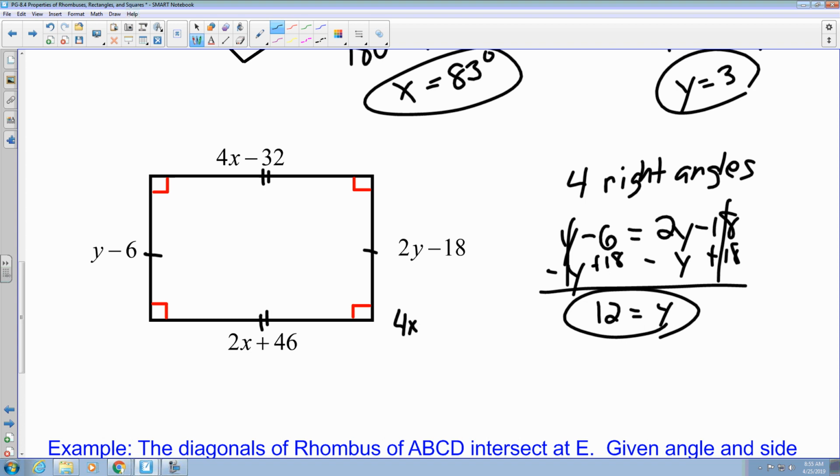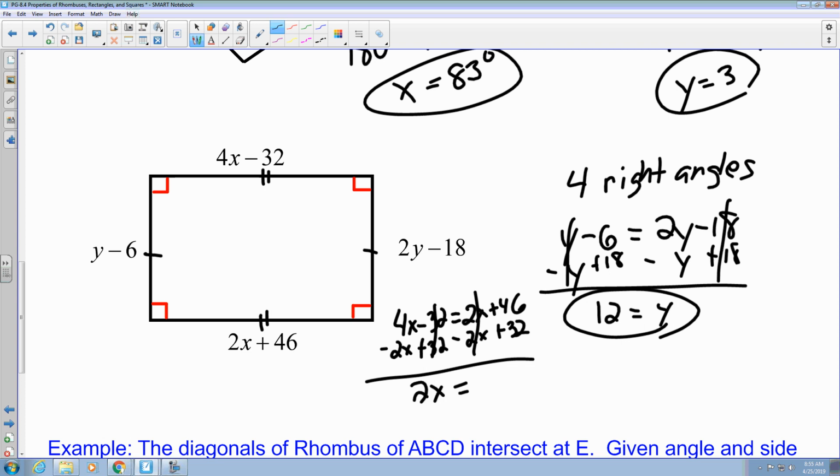To find x, same process. I'm going to take 4x minus 32, set that equal to 2x plus 46. I'm going to subtract 2x from both sides, and then add 32 to both sides. So that'll cancel, that'll cancel. 4x minus 2x is 2x, and then 46 plus 32 will equal 78. And then dividing everything by 2, x is going to equal 39.